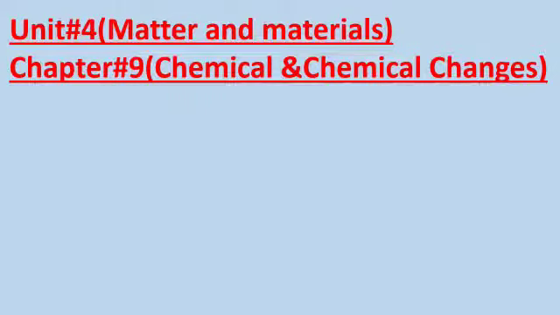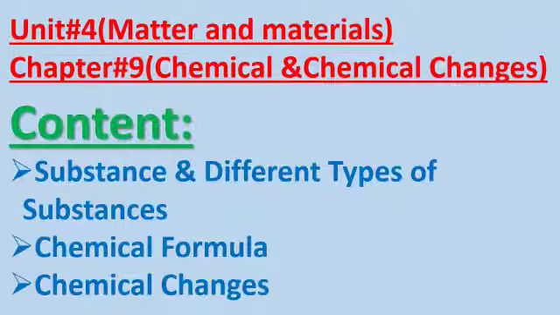You all know that we have completed unit number 4, matter and materials, chapter number 9, chemical and chemical changes. In this chapter, we discussed substances. What is a substance? Any material with a specific chemical composition is called a substance, and there are two types of substance, pure substance and mixture.